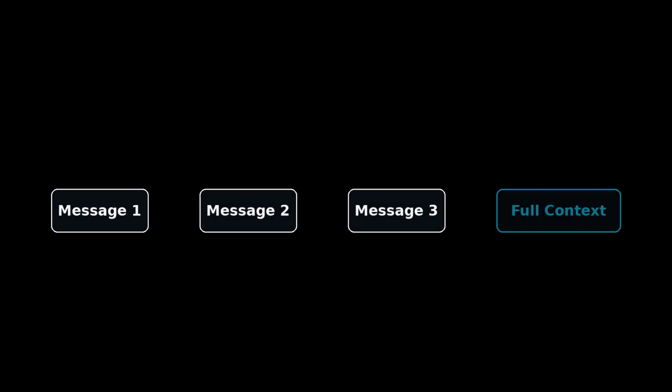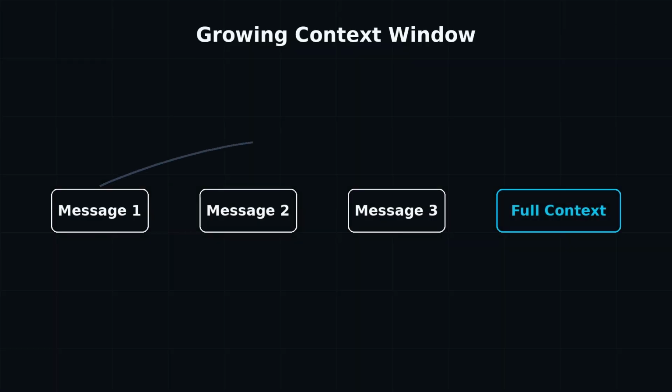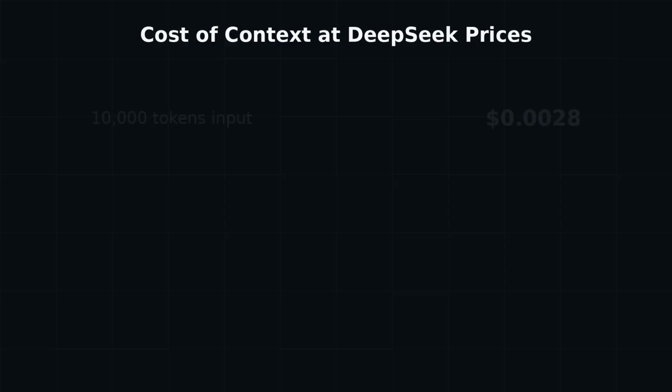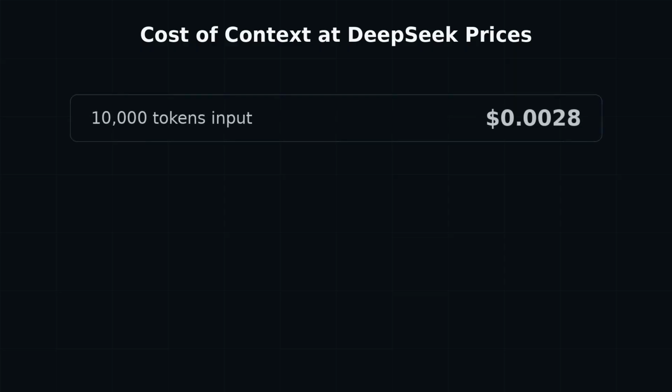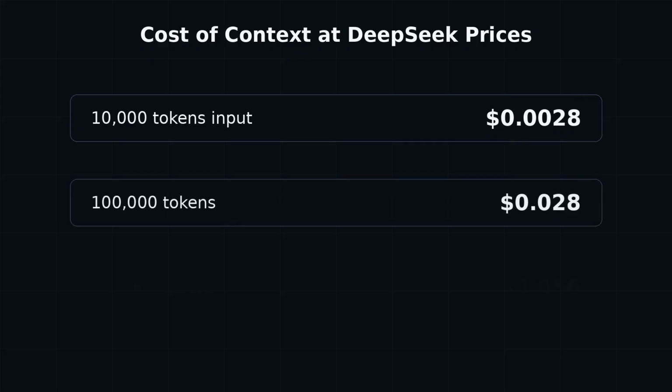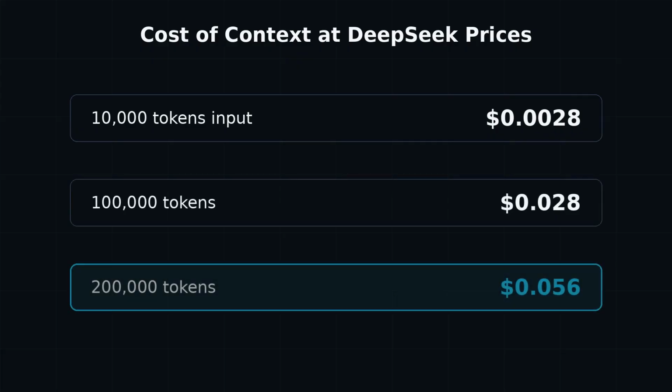Every time you send a message to an AI model, the entire chat history travels with it. That's the context window. In older models, you could only include a few hundred words. Today, windows have exploded to 200,000 tokens and beyond. This means a single question can carry along thousands of tokens of background, often without you realizing it. To see the cost impact, let's plug numbers into our calculator.